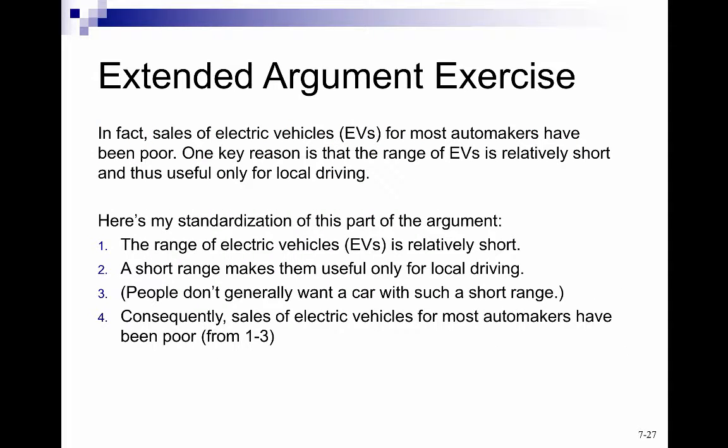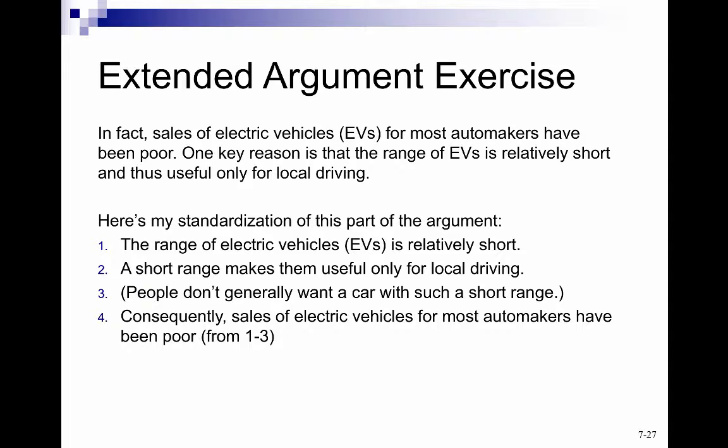Now, like I said, yours may be somewhat different, but I hope you can see how I standardized this first part of the argument. I looked at the two sentences and realized the first sentence was the conclusion, because the second sentence had reasons that the first sentence was true. Those reasons were that, number one, the EV range is relatively short, and number two, that makes them only useful for local driving. But then I realized that there wasn't quite enough information to lead from those reasons to the conclusion that sales have been poor, so something was missing there.